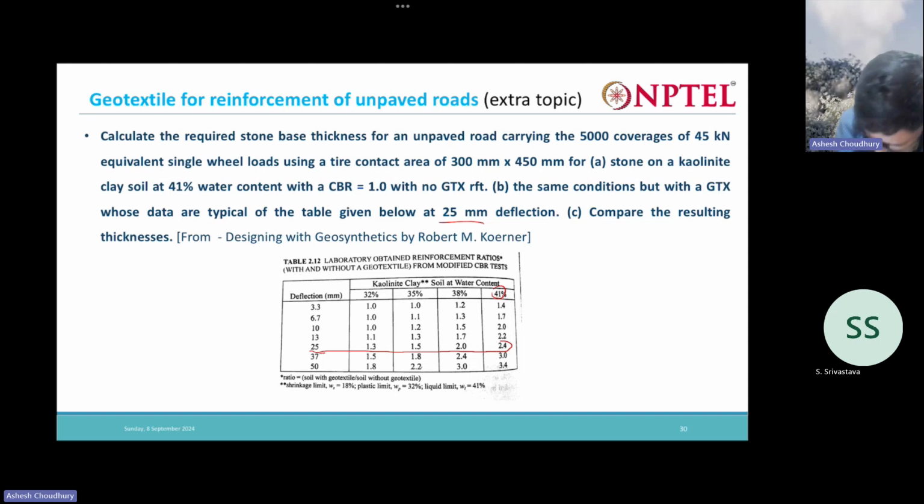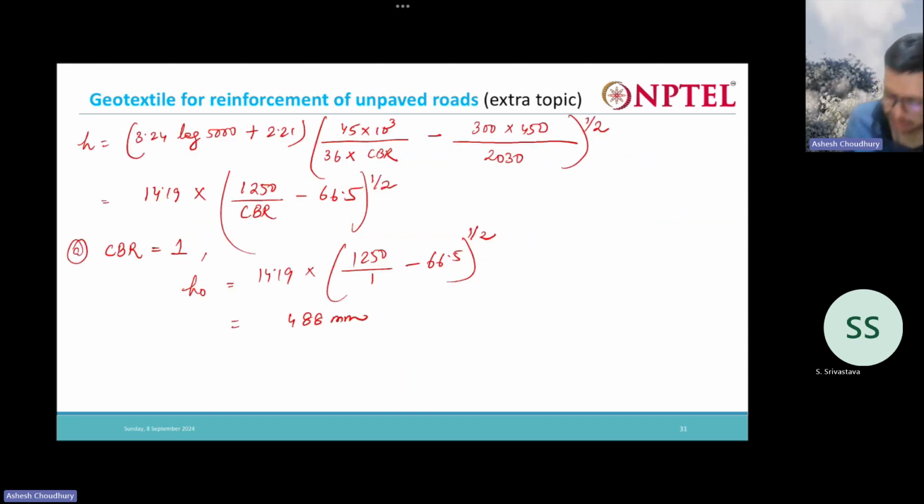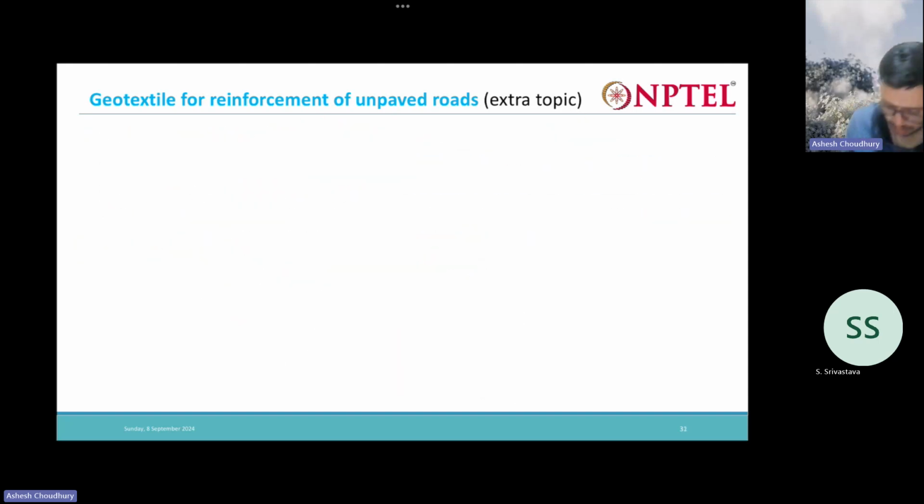2.4 is nothing but the ratio of CBR of soil with geotextile by CBR without geotextile. So CBR with geotextile by CBR without geotextile is 2.4. Now without geotextile it's given as 1. So CBR with geotextile is 1 into 2.4, which is 2.4. So now we have the CBR of the soil with geotextile as 2.4. Now directly we can put the CBR as 2.4 and calculate it. That's all.